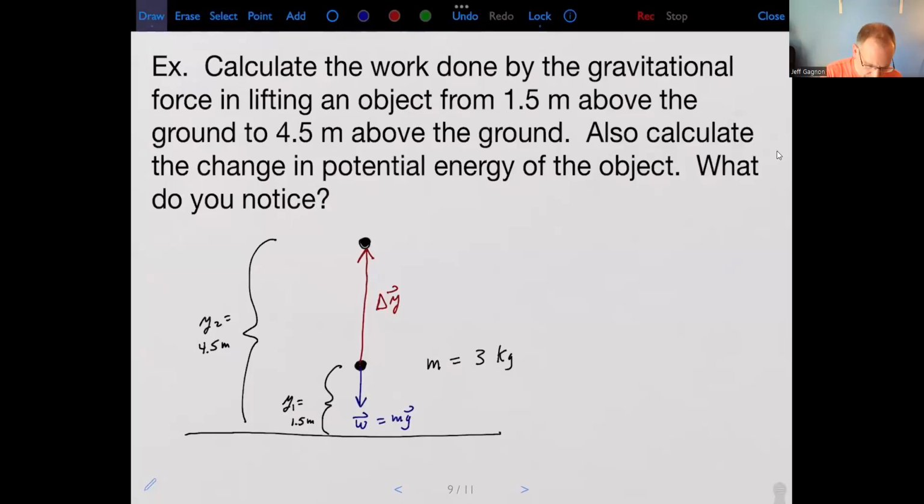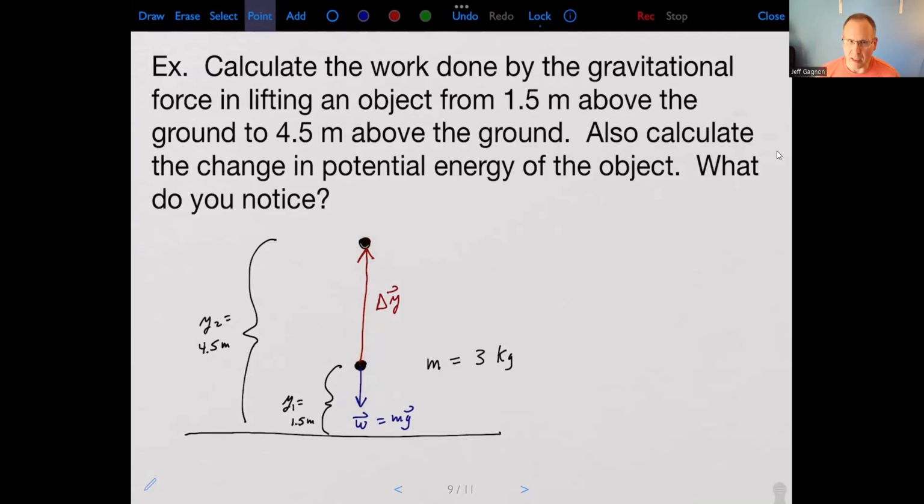Okay, so in this example, I want to calculate the work done by the gravitational force, which is basically the work done by the weight. The weight would be the force when lifting this object. I have an object with a mass of 3 kilograms, and it's undergoing a vertical displacement, going from an initial position of 1.5 meters above the ground to a final position of 4.5 meters above the ground. And I want to calculate the work done by the gravitational force as it undergoes that displacement.